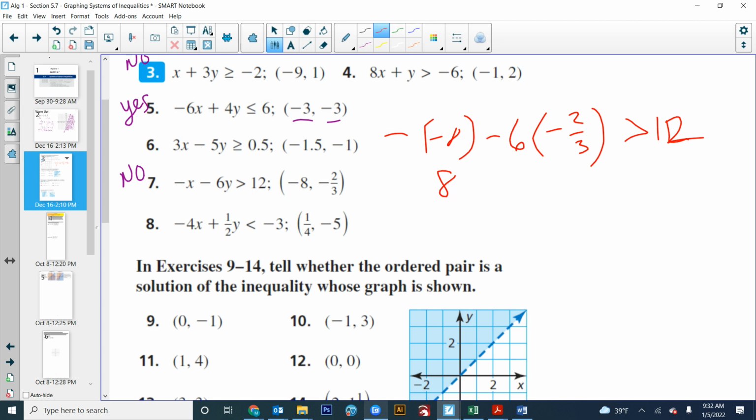Okay, here's how I do this. We know it's going to be positive, right? A negative times a negative. What's 6 times 2? Divided by 3. Okay, what's 8 plus 4? No, there's no "or equal to" there, so that's why that's not a solution.